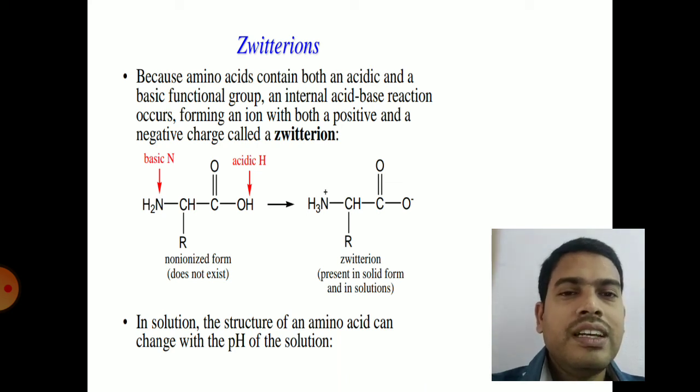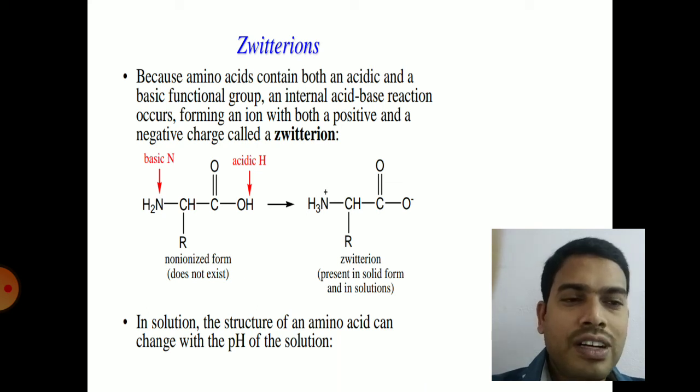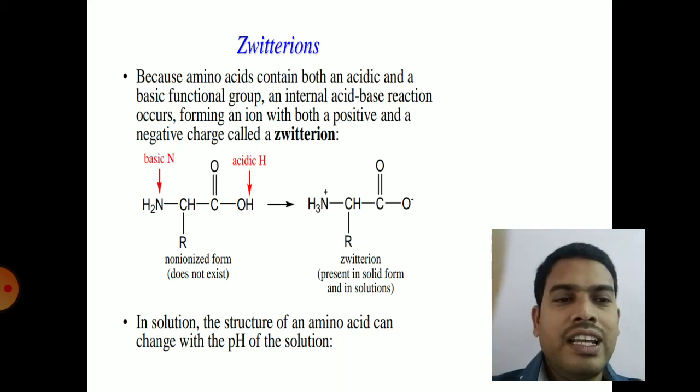You can see the definition: because amino acids contain both acidic and basic functional groups, an internal acid-base reaction occurs, forming an ion with a positive and a negative charge called a zwitterion. You can see the structure clearly, having the positive and negative charge.